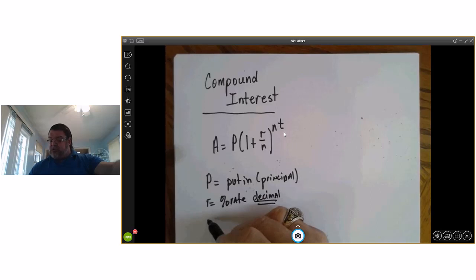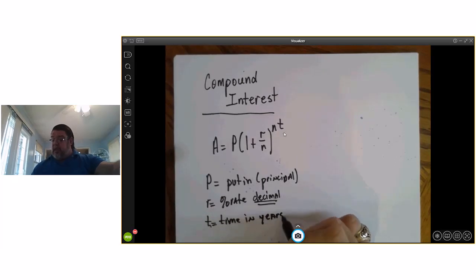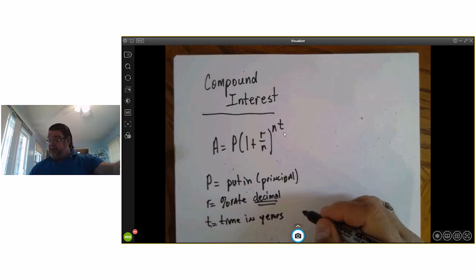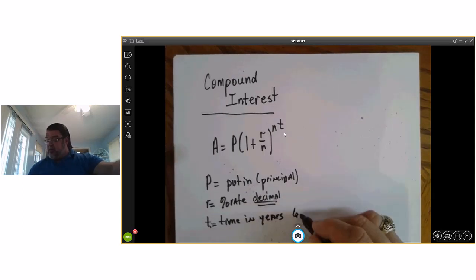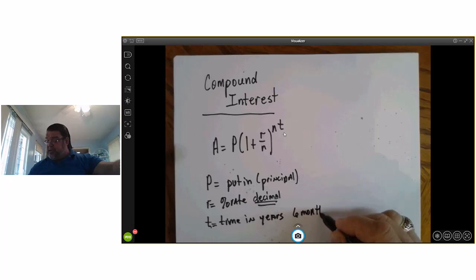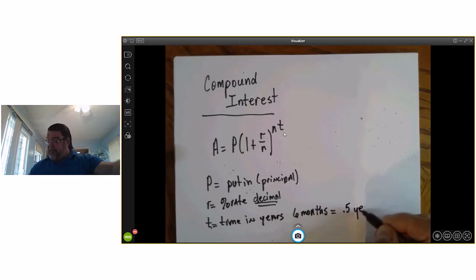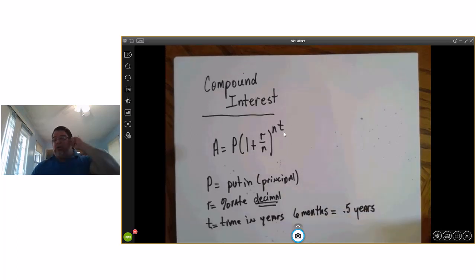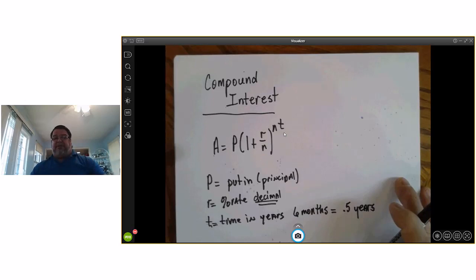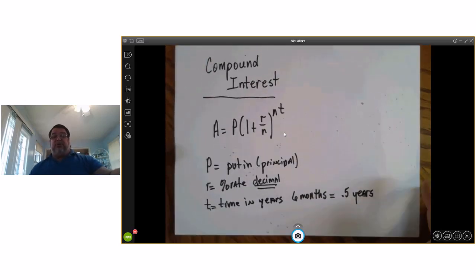T is always going to be time in years. Now, what is 6 months? 6 months is not equal to 6. 6 months is equal to 0.5 years. So if I said 6 months in a question, you would put 0.5 for T. If I said 3 months, you would say 0.25. If I said 9 months, you would put 0.75, and so on.